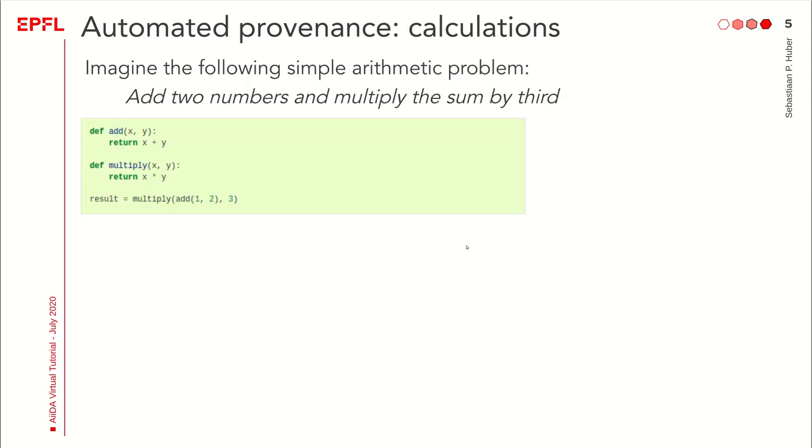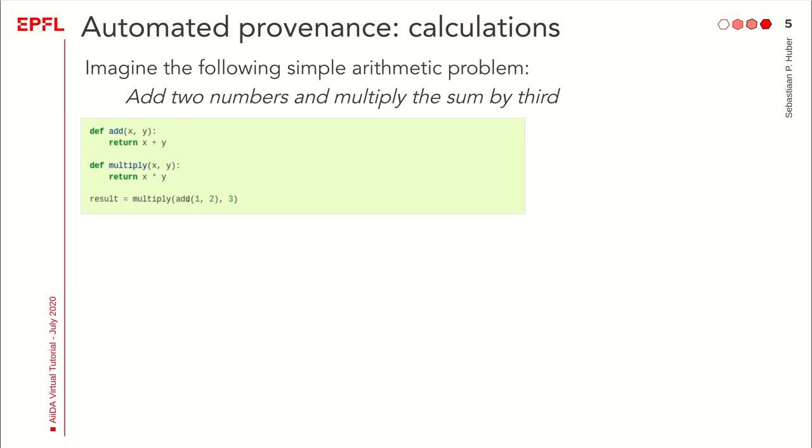So to explain this, it's easiest to do this at the hand of an example. So imagine we have the following simple arithmetic problem. We want to add two numbers and multiply the sum by a third. I have a very simple implementation here in Python. So we define two functions. First called add, that takes two numbers and returns the sum. The second one is called multiply, that also takes two numbers but returns the product.